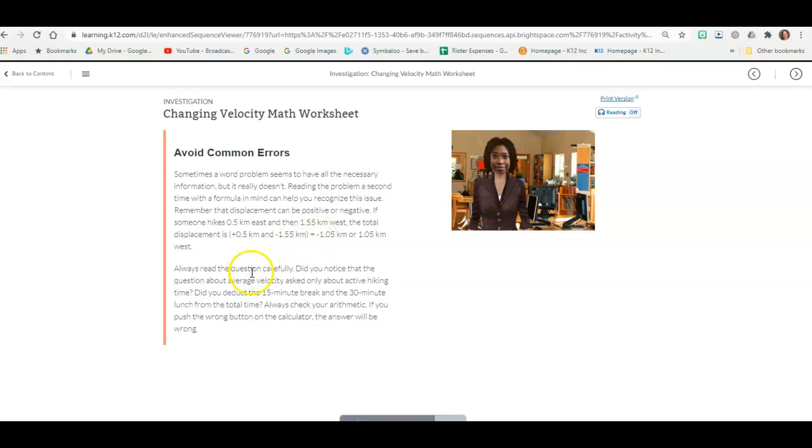And then always read the question carefully. Did you notice that the question about the average velocity asks only about the active hiking time? Okay, so it gives you a lot of information. You didn't even need all of it. It's just asking you about the time. So did you deduct the 15-minute break and the 30-minute lunch? Always check your arithmetic. If you push the wrong button on the calculator, the answer's wrong. So you always want to double check that.